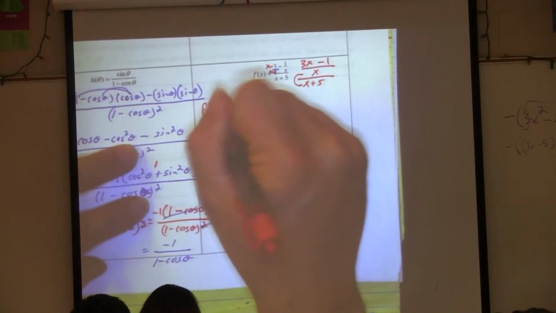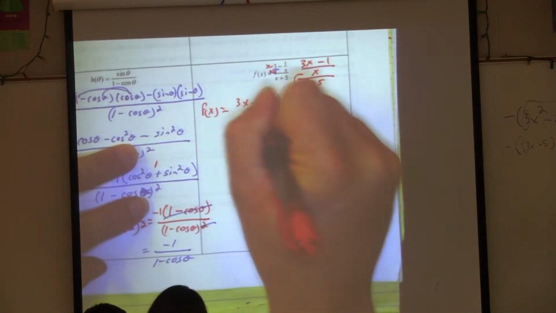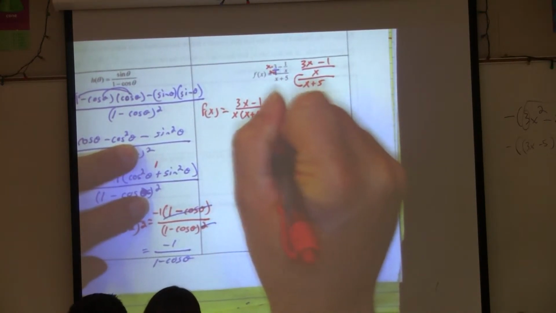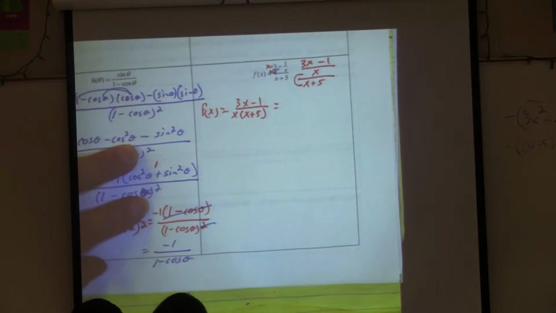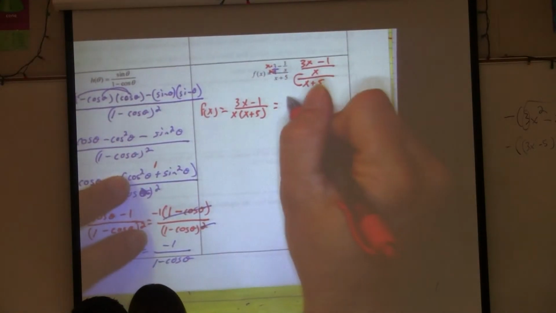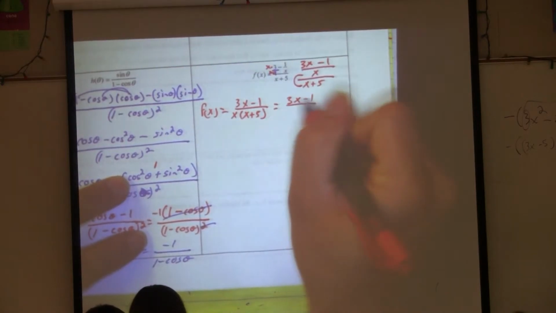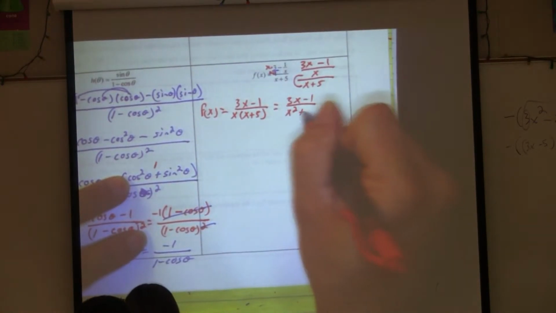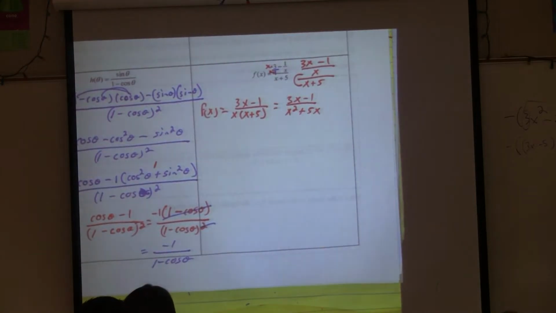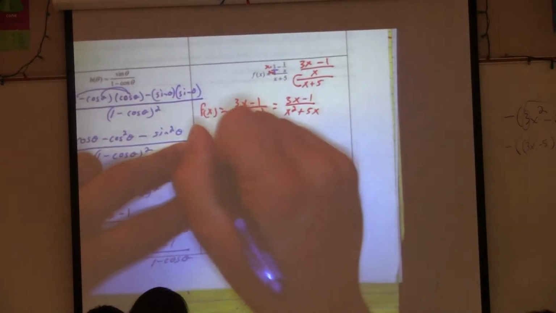So now I have f of x is equal to 3x minus 1 over x times x plus 5. And here I do want to actually multiply it out so I can be left with just one thing over one thing. So this will be 3x minus 1 over x squared plus 5x. And now we're ready to apply the quotient rule.